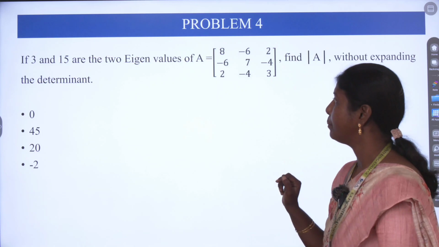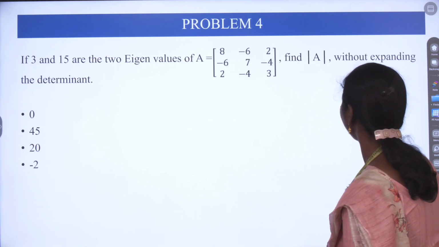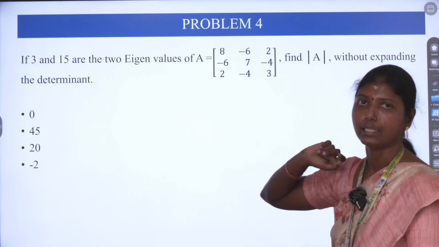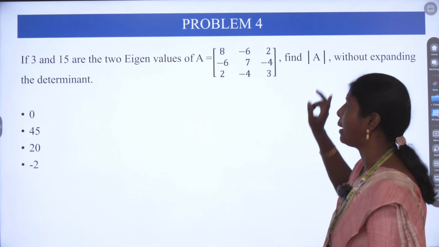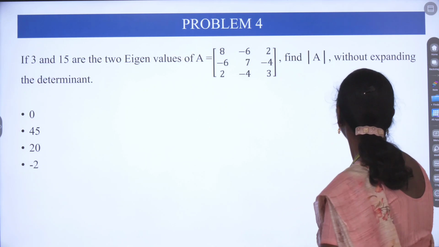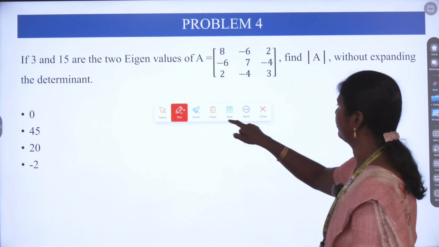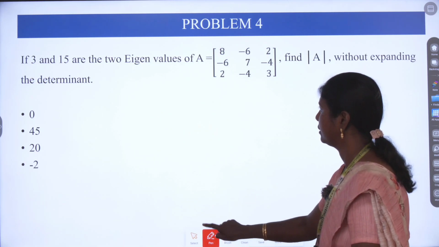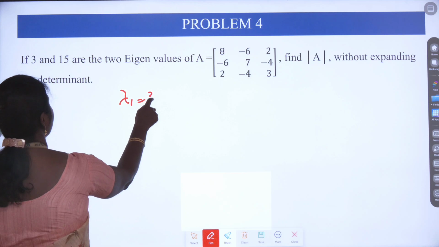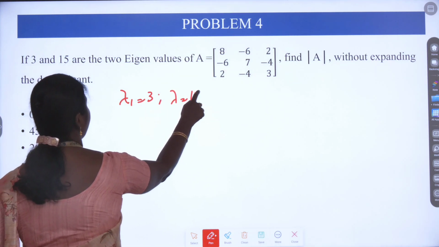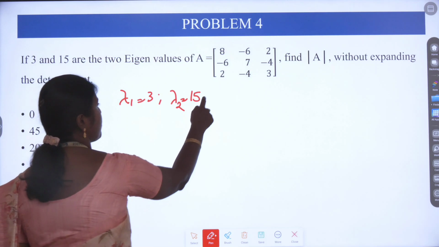Our fourth problem: if 3 and 15 are two eigenvalues of A, then find the determinant of A without expanding the determinant. So we need to find the third eigenvalue without expanding the determinant. First choose your given data: lambda 1 equal to 3, lambda 2 equal to 15 is given. Now we need to find the third eigenvalue, which is lambda 3.